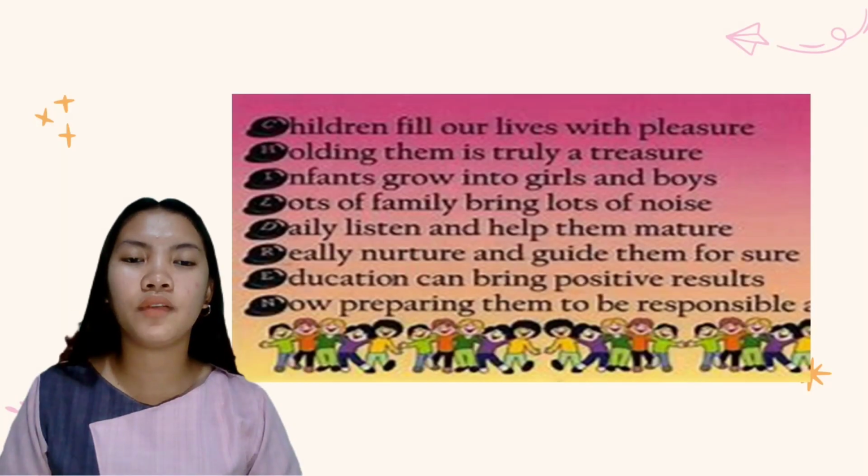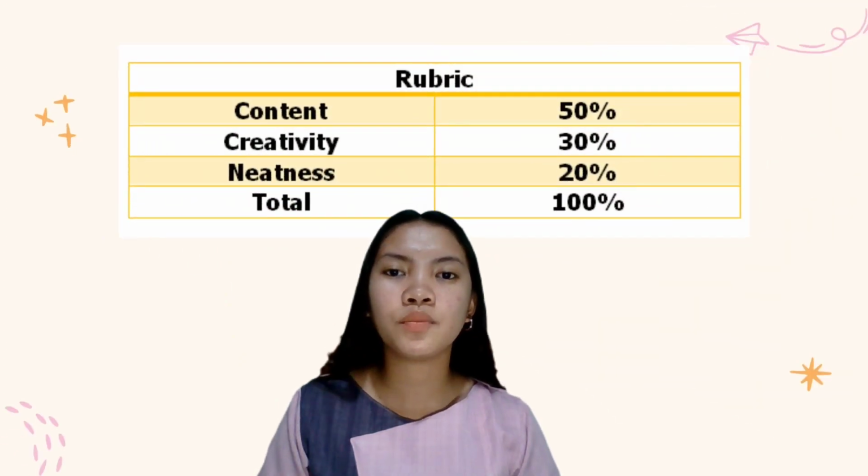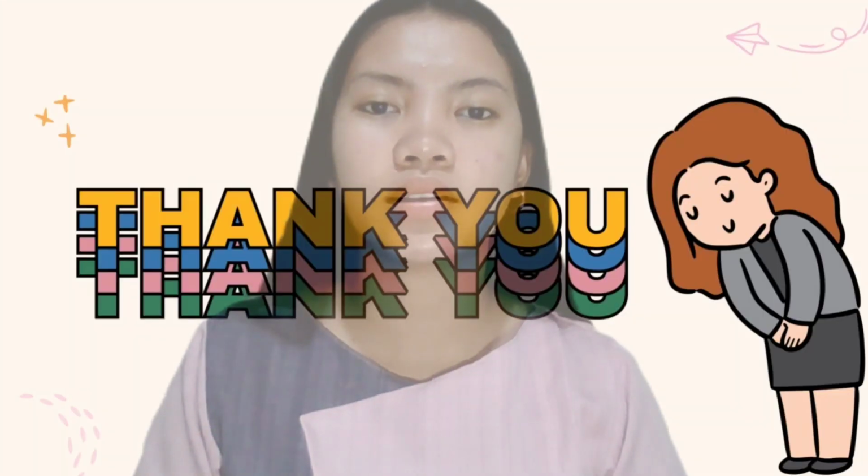For your activity, instead of groupings, we will have an individual output. I want you to create an acrostic poem. You will choose any injury, and the content of your poem should be about your chosen word or topic. Here is an example of an acrostic poem. And for your rubric that will serve as your basis: content 50%, creativity 30%, neatness 20%, in a total of 100%. So, you will pass it on our next meeting.